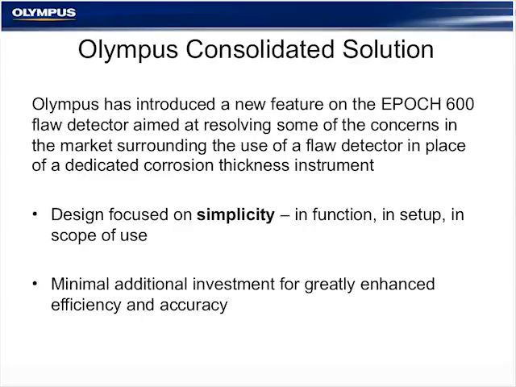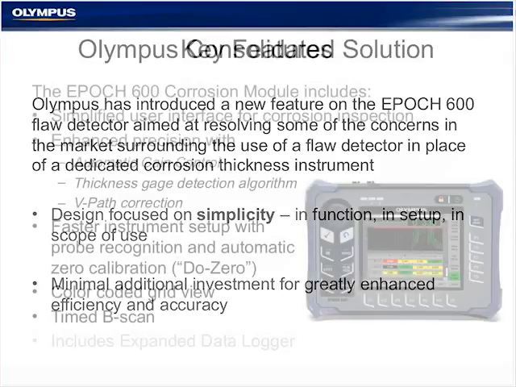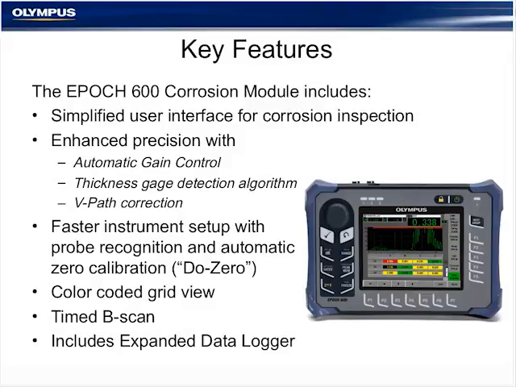So we will, of course, learn a bit more about this as we get into the live demonstration of the instrument itself. But I do want to highlight a couple of the key features that have been developed into this corrosion module, as we're calling it, on the EPOCH 600. Of course, we talked about the simplified user interface, but some of the ultrasonic and algorithmic enhancements to the unit include things such as automatic gain control. So the operator is no longer required to manually manipulate the gain to optimize the signal height.